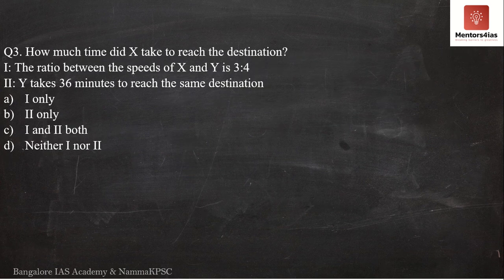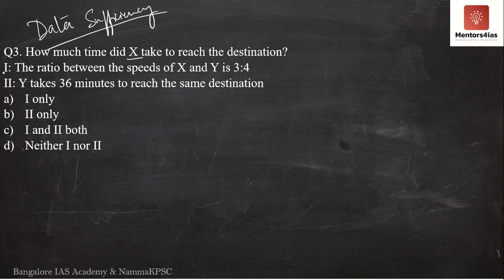Okay. So the third question says, how much time did X take to reach the destination? So we have to determine how much time did X take to reach the destination. Here two statements are given. Now this is your data sufficiency.